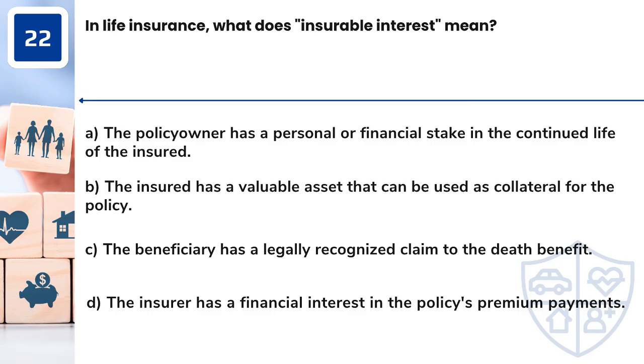Question 22. In life insurance, what does insurable interest mean? A. The policy owner has a personal or financial stake in the continued life of the insured. B. The insured has a valuable asset that can be used as collateral for the policy. C. The beneficiary has a legally recognized claim to the death benefit. D. The insurer has a financial interest in the policy's premium payments.